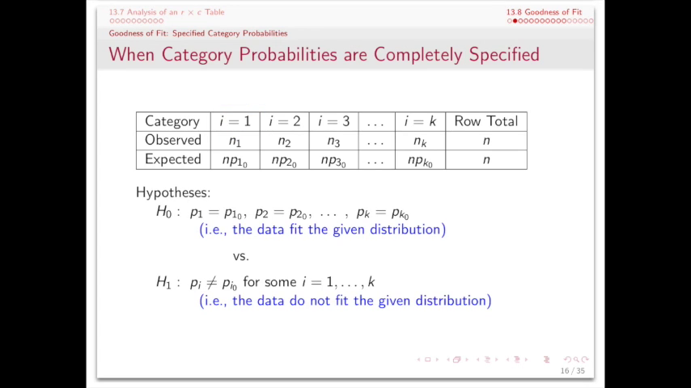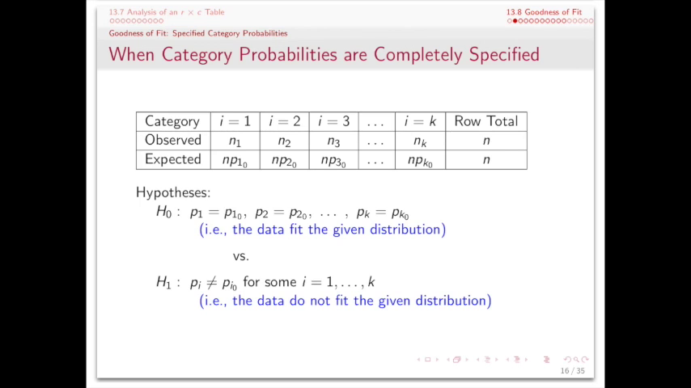As such, our hypotheses will be defined as follows. The null hypothesis will say that the probability for the first category will equal p1 naught, the probability for the second category will equal p2 naught, and so on down to the kth category, whose probability will be pK naught. In other words, we're saying that the data fits the given distribution given by these specific probabilities.